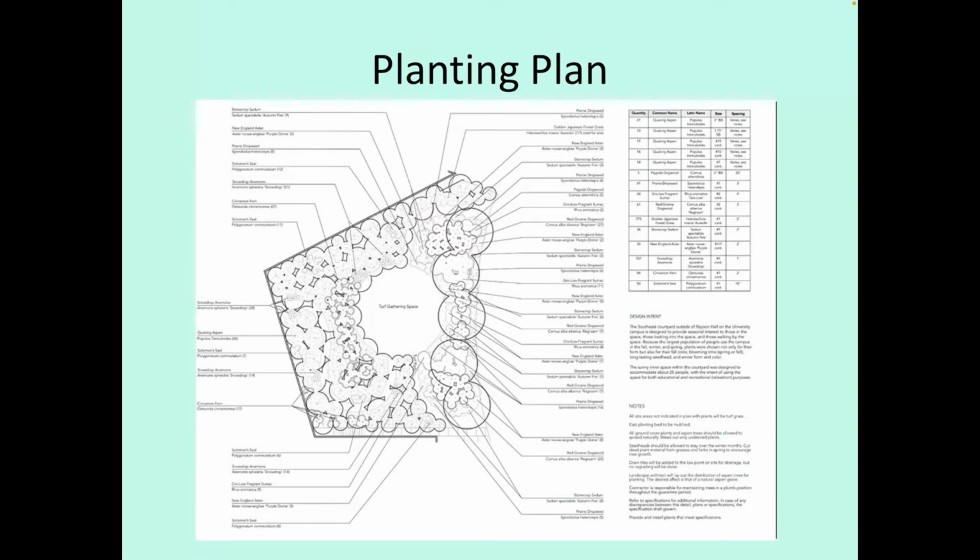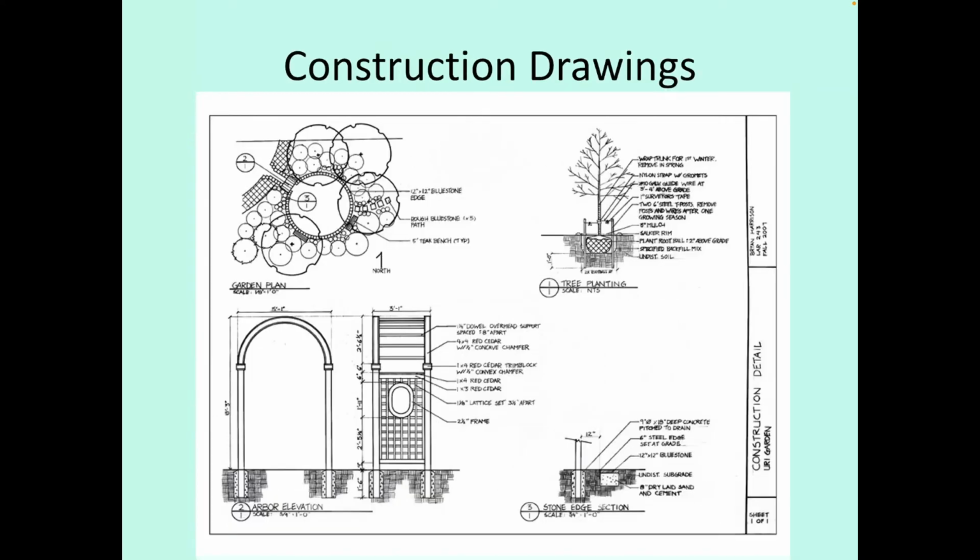So here's an example of a planting plan. It is simply one section of a garden or a landscape, and it's showing where all of the individual plants are going. So this would just be one small piece of an entire master plan.